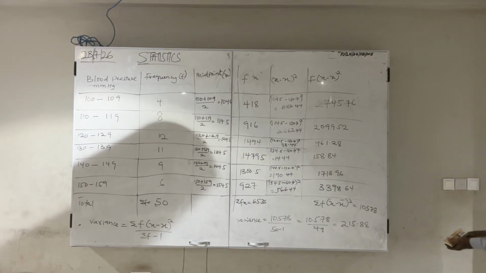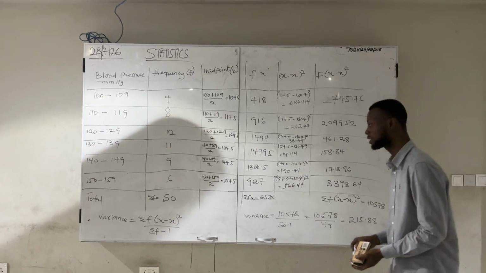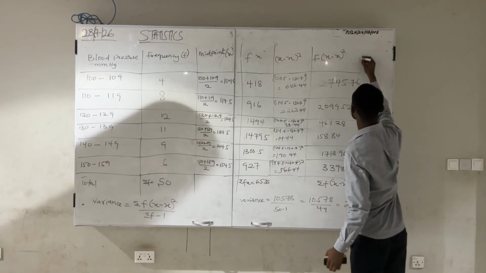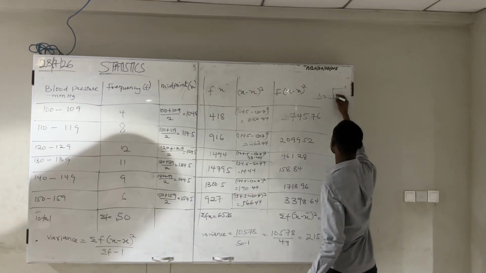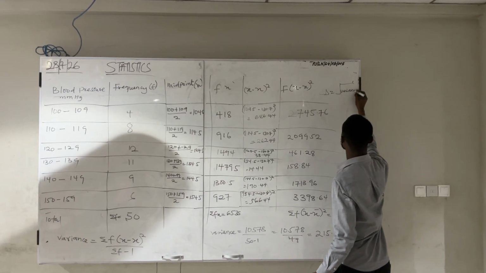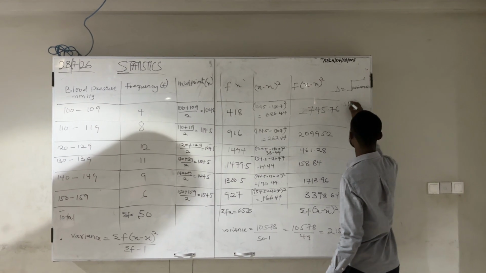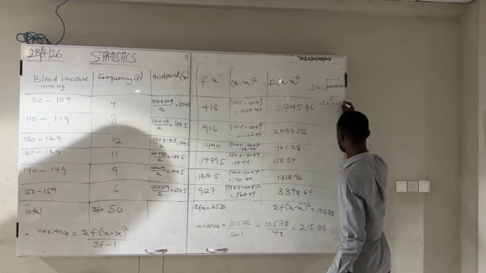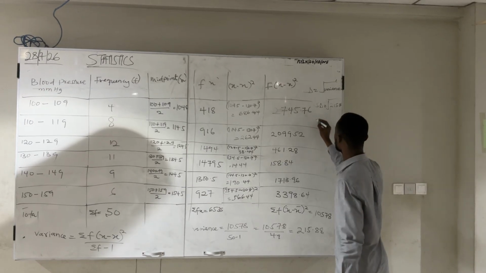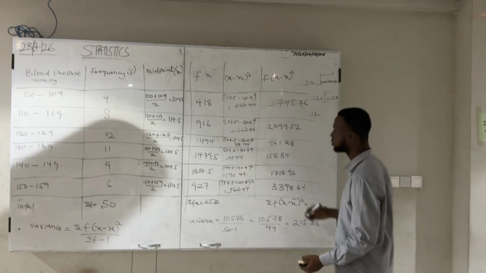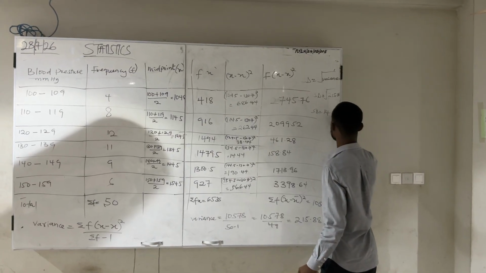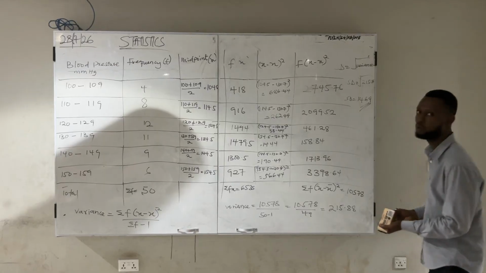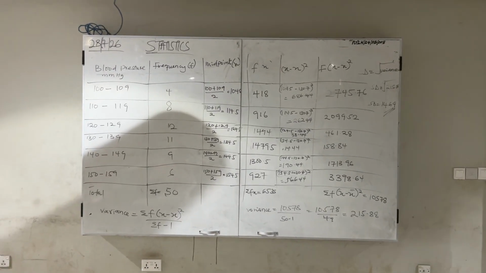Standard deviation. So now, when we want to calculate the standard deviation, it's just the square root of the variance. So standard deviation equals the square root of variance. So SD equals the square root of 215.88. Therefore, SD will be equal to 14.69. So for our standard deviation, it was 14.69. Excellent.